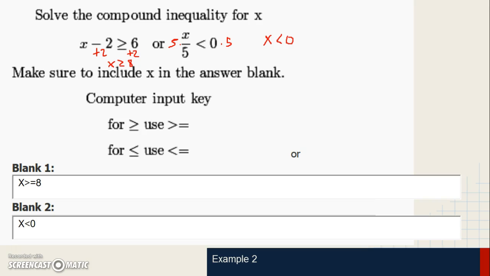Now if you're wondering which blank it has to go in, it doesn't matter. I could have put x is less than 0 first. So you can put either one in either blank and it'll still be right. Just make sure that the x comes first and you must include the x. So that's different. You need to include the x on these.